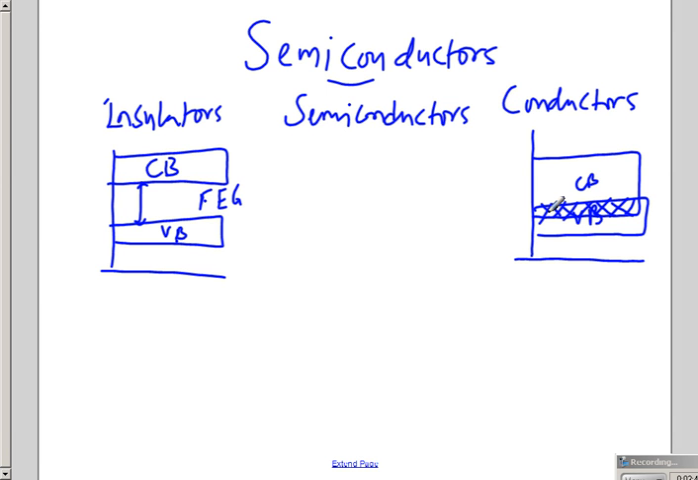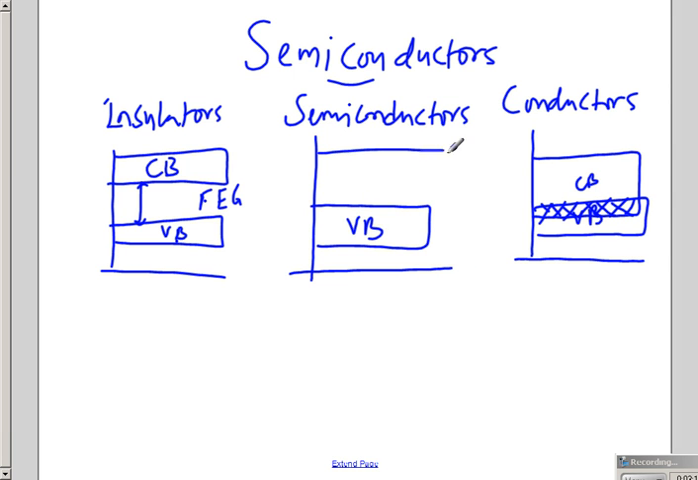So what are semiconductors? Semiconductors are materials whose resistivity falls between insulators and conductors. The same semiconductor will act as an insulator or as a conductor at different temperatures. If you see the energy band diagram of a semiconductor, this is a valence band and this is a conduction band. It means the gap between these two is very small.